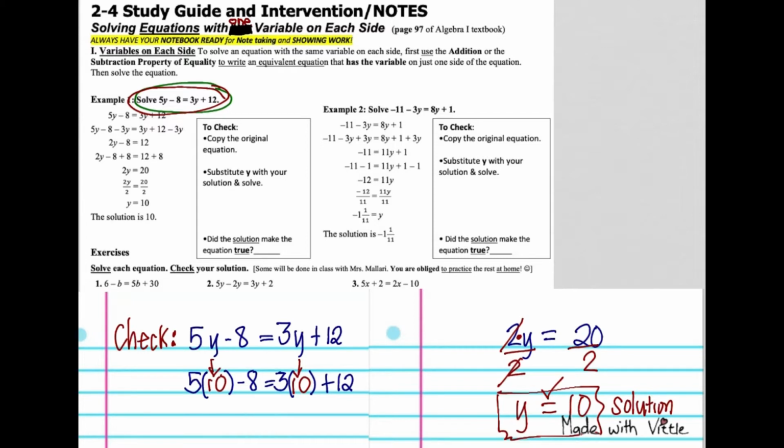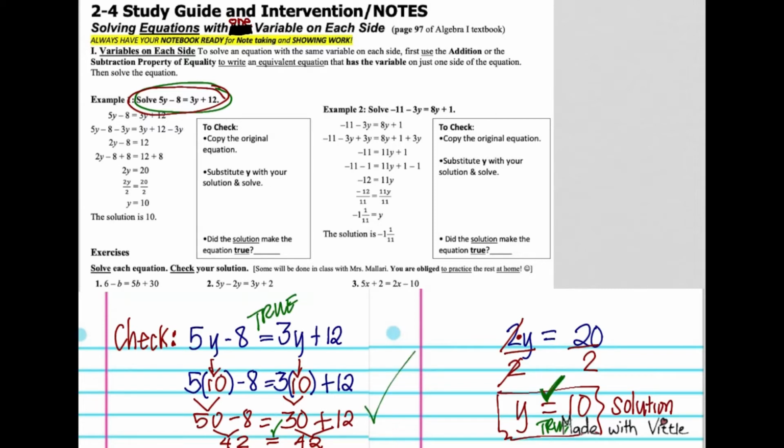On the left side, 5 times 10 is 50 minus 8. Will that equal the right side of the equation? So the left side is 42. Let's find out if the other side will also equal 42. They are equal, therefore it made our equation true.